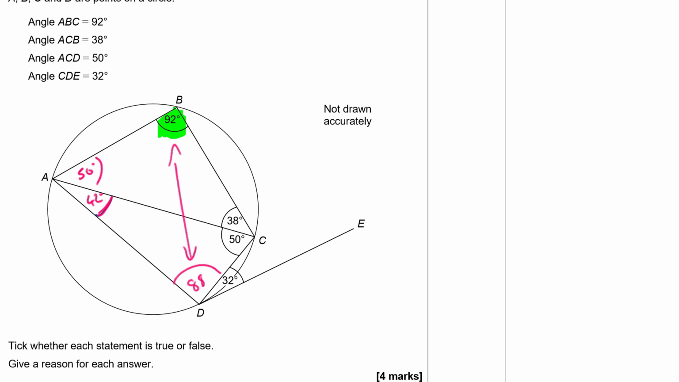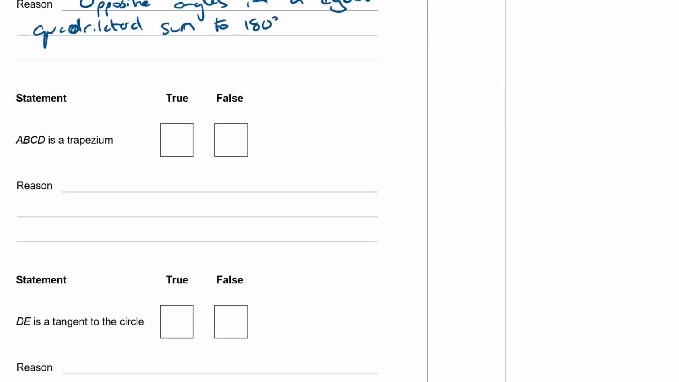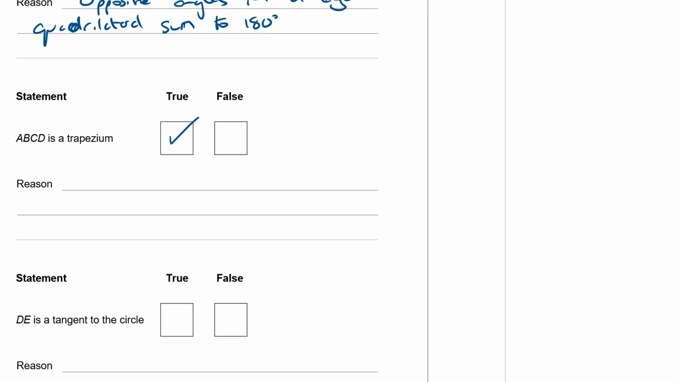So if I've got a pair of parallel sides, I should have two angles that are alternate. Now obviously 42 is not alternate to 38, but these two are equal. So this 50 here and this 50 here are equal, which would imply that this side is parallel to this side. So yes, ABCD is a trapezium. So true. Alternate angles are 50 degrees.